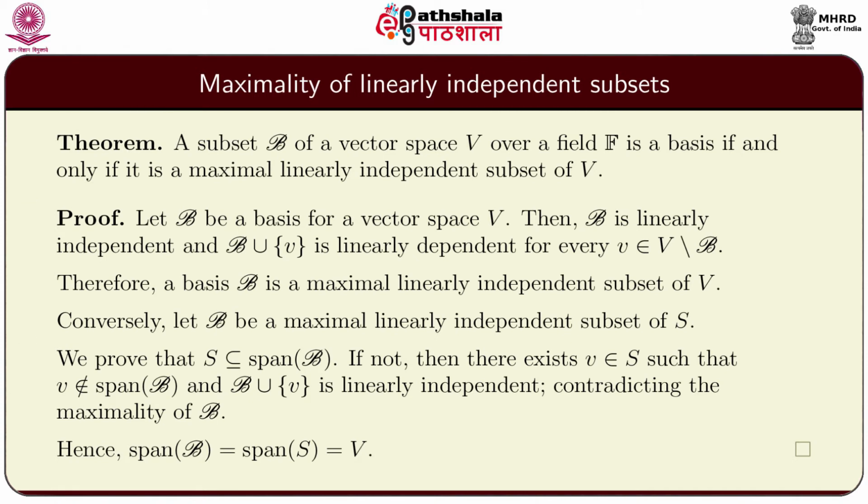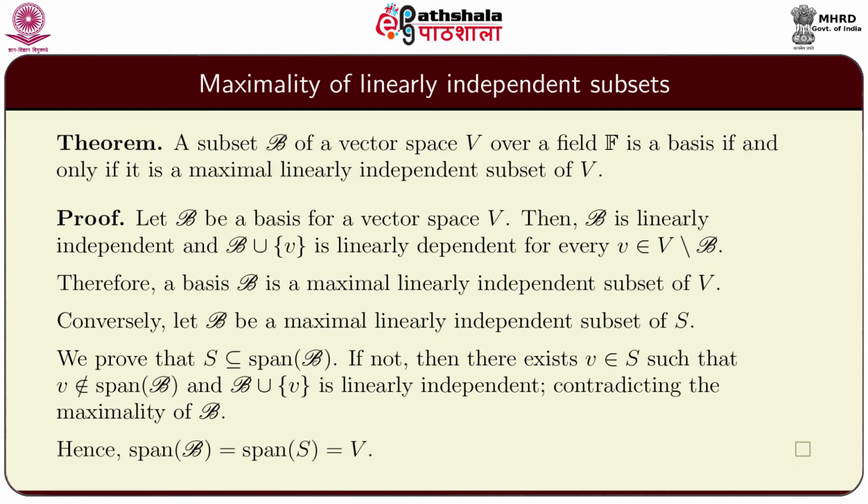So where is the maximality coming into the picture? Because even if we increase that set B by one element, then it is no longer linearly independent. Therefore, the set B is linearly independent, and loosely speaking is the biggest possible in terms of set inclusion. Let us prove the converse now.